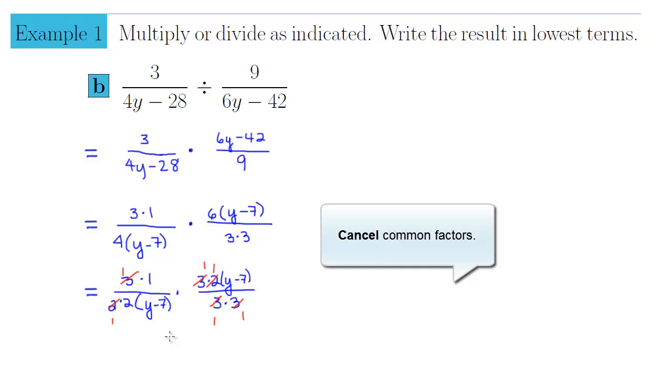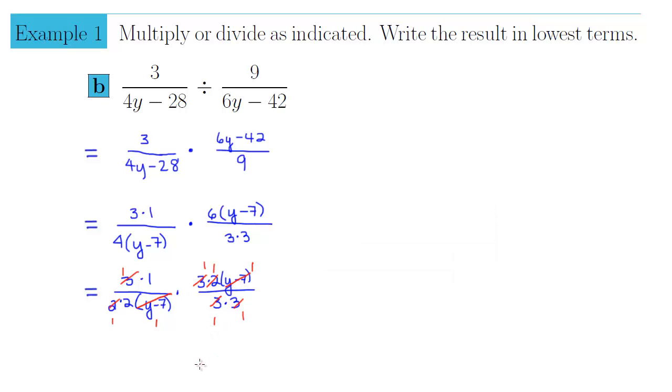Do you see anything else? Yes, the y minus 7. Do you see the y minus 7 quantity? It appears in both the numerator and the denominator, so we can cancel that as well. I don't see anything else we can cancel.